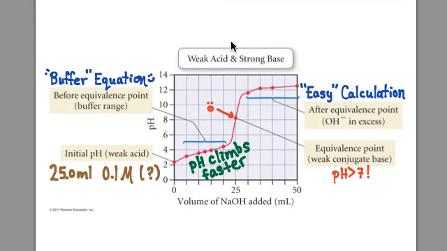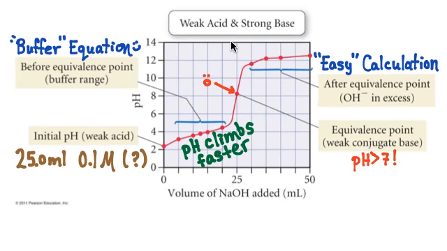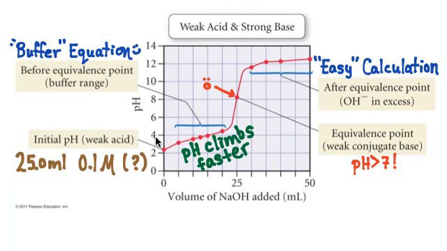But now here's the really tricky part. The tricky part starts to happen when I have a weak acid. Here's a weak acid, 25 milliliters of 0.1 molar, though it doesn't even matter what the molarity is. All I need to know is the shape of the curve, how much base I've added, and the pH.